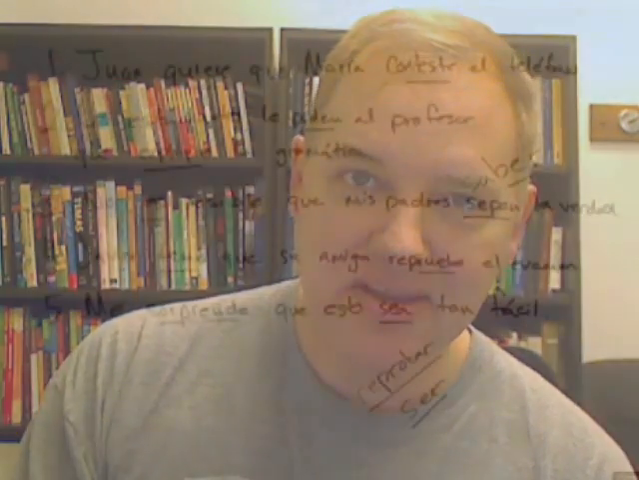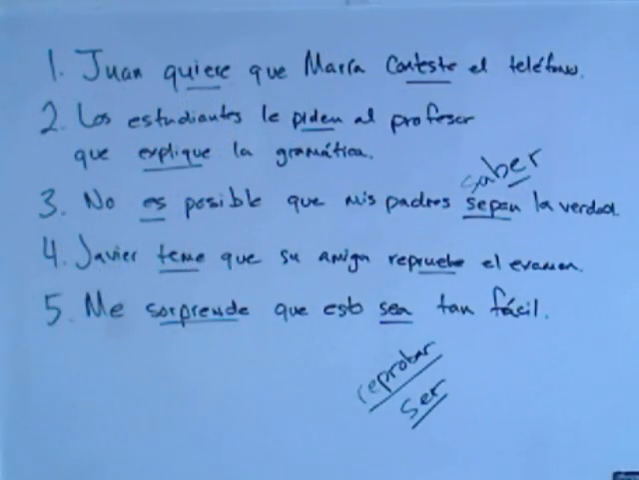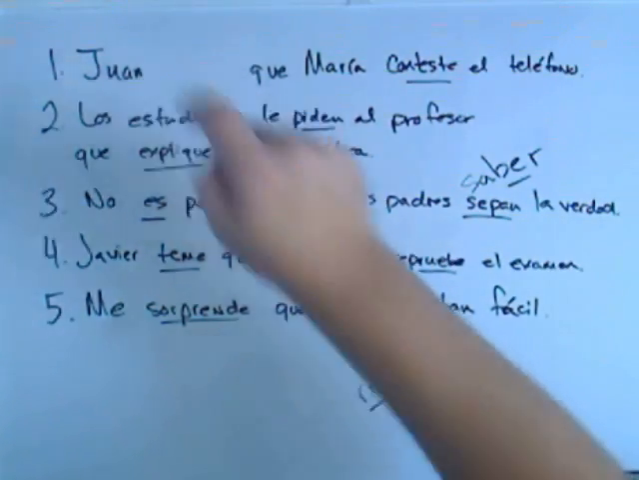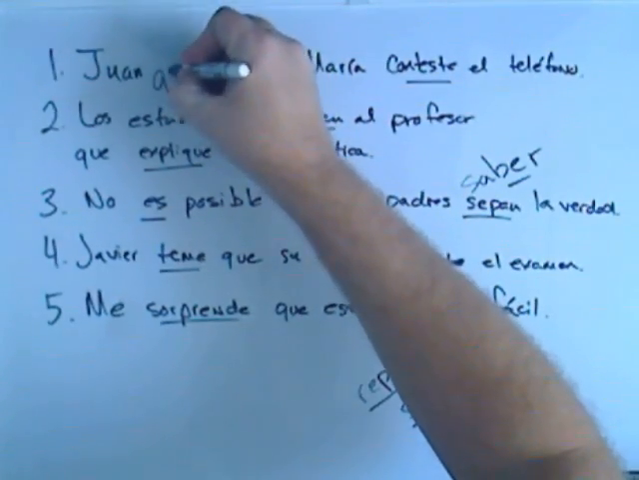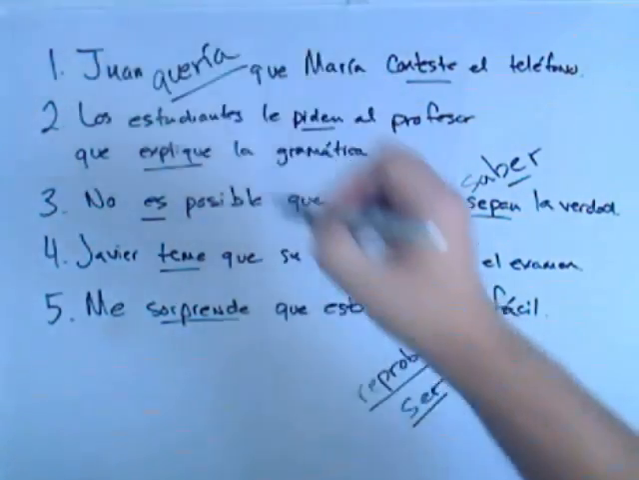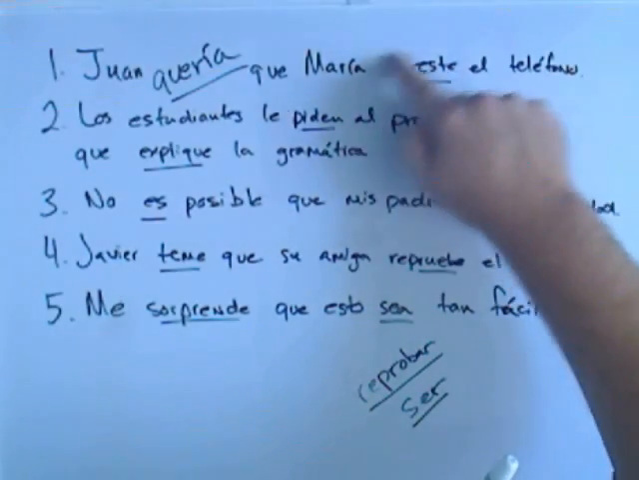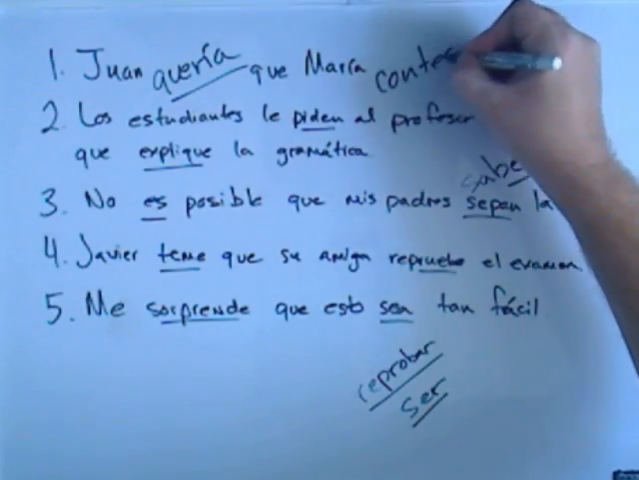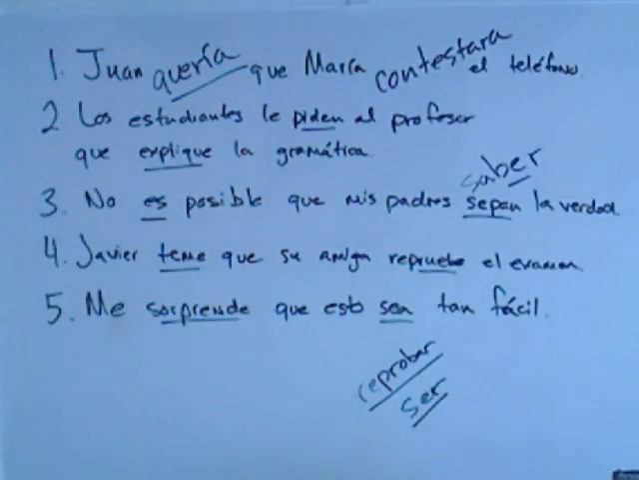Okay, if you're watching this, that means you've done the conversions and you're ready to look at the answers. Let's take a look one by one at how we're going to convert these into past tense situations. In number 1, the verb in the main clause, quiere, in the imperfect would be Juan quería que María contestara el teléfono.